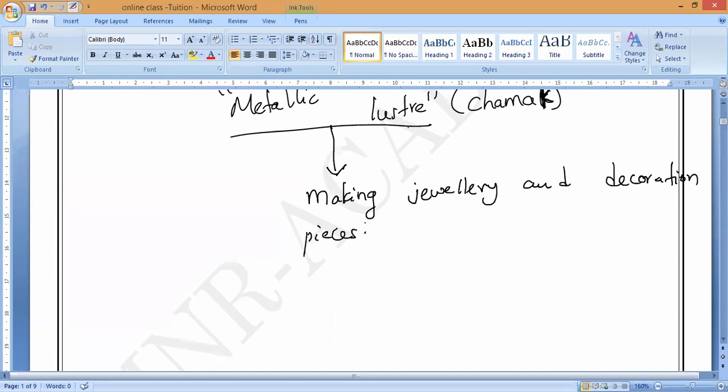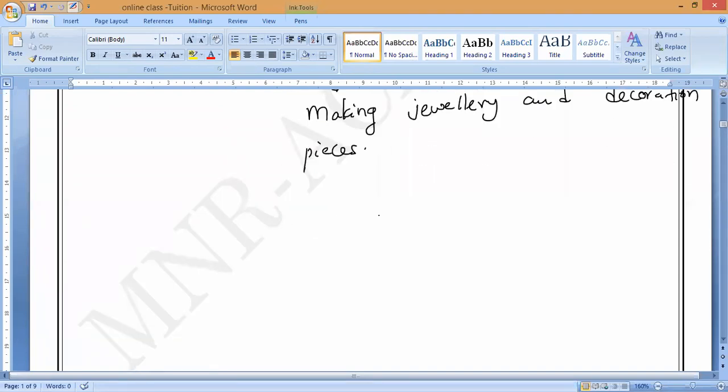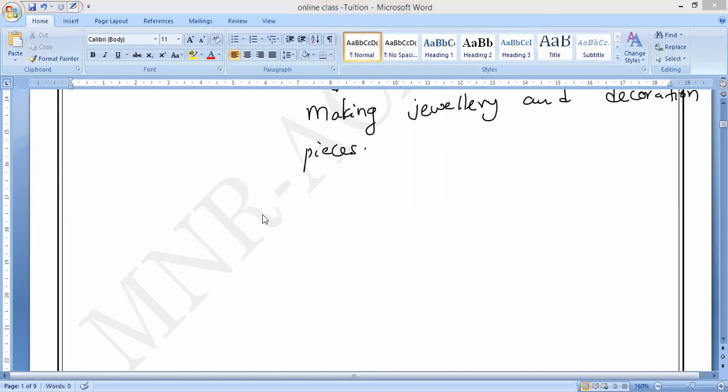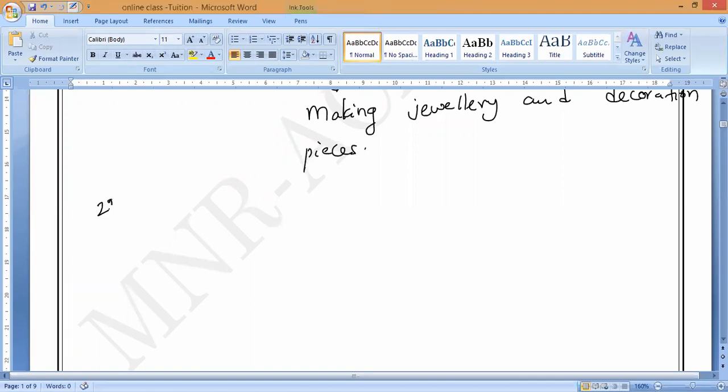Now, which metals do we use majorly in making jewelry, anybody? Gold, silver, and platinum. And if you observe very carefully, you may have heard of 22 karat gold and 24 karat gold. Have you heard? Yes or no? 24 karat gold means pure gold. Only gold is present, only gold, Au.